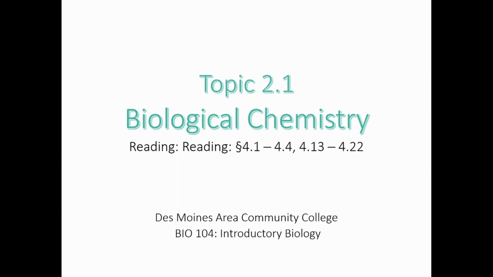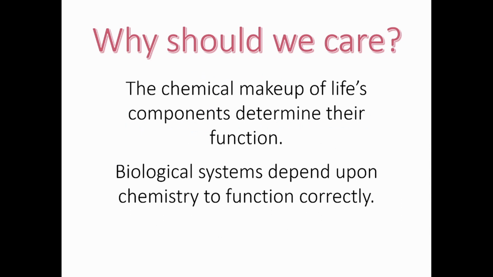So for this topic, we're going to be talking about biological chemistry. And you can see the readings there if you're trying to follow along with the textbook. So why do we care about biological chemistry, or biochem as it's also known as? It's because, again, all living things are made up of chemical components, and it's those components that determine their function. This is going to help us lead into the next topic, but first let's give ourselves an overview of the basic chemistry that biological systems depend on in order to function correctly.